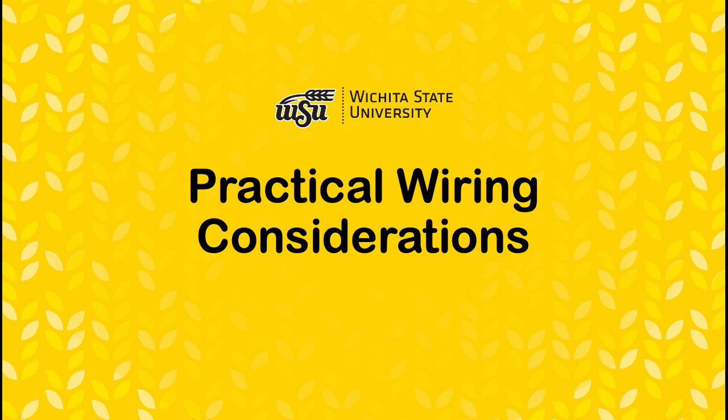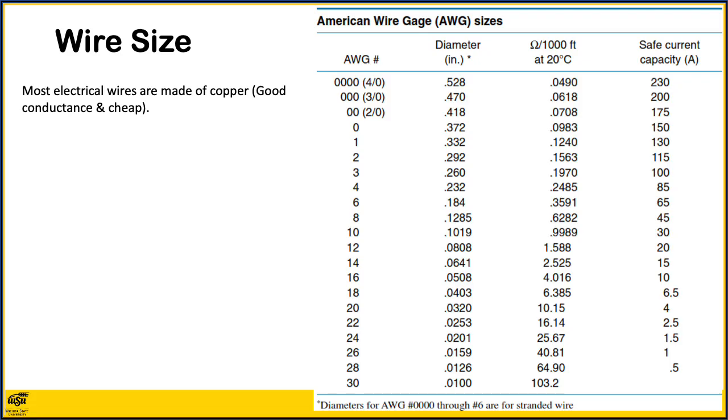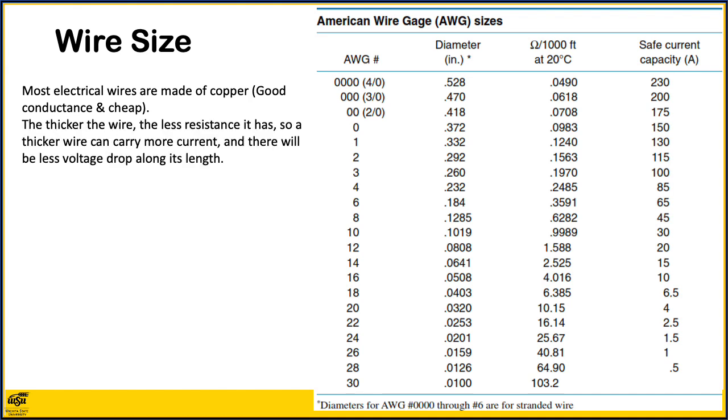Now let's look at some practical wiring considerations. Most electrical wires are made of copper because it is one of the best conductors available, being both cheap and having good conductance, but even copper has some resistance. This resistance can usually be ignored for small currents and short runs, but for longer runs and bigger currents, wire size becomes an issue. The thicker the wire, the less resistance it has, so a thicker wire can carry more current than a thinner wire without heating up, and there will be less voltage drop along its length.